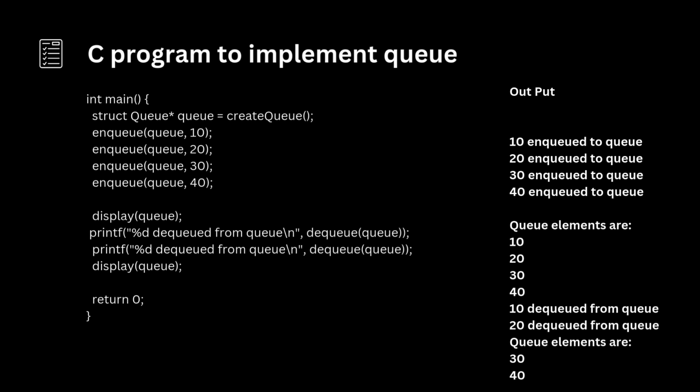While implementing a queue using an array is straightforward, there are some drawbacks to this approach. The first drawback is fixed size. In the array representation, the size of the queue is fixed at the time of creation. Once the queue is created with a specific size, it cannot be resized dynamically. If the queue becomes full, it is not possible to add more elements to it.